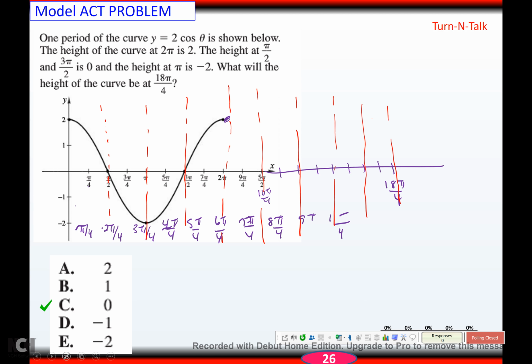Well, what the pattern is for cosine, it starts at its amplitude, then goes to a 0, then to its down amplitude, then back to 0, then to up amplitude, back to 0, down amplitude, back to 0, up amplitude, back to 0. And if you connect these, you can see your pattern just continues on. But anyway, the question is, what is the height of the curve at 18 pi over 4? Well, 0, because it's on the 0.